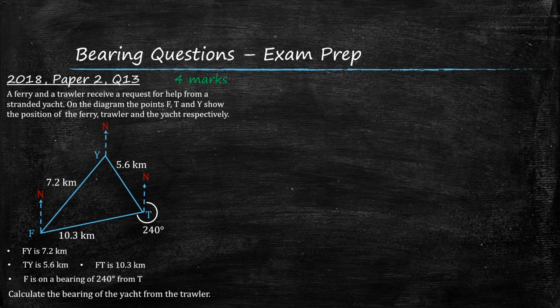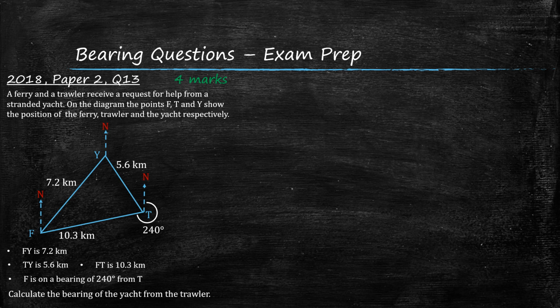Our next question is a bearings question. 2018 paper 2, question 13 for 4 marks. A ferry and a trawler receive a request for help from a stranded yacht. On the diagram, the points F, T and Y show the position of the ferry, the trawler and the yacht respectively. FY is 7.2 kilometers, TY is 5.6 kilometers, FT is 10.3 kilometers, and F is on a bearing of 240 degrees from T. Calculate the bearing of the yacht from the trawler.